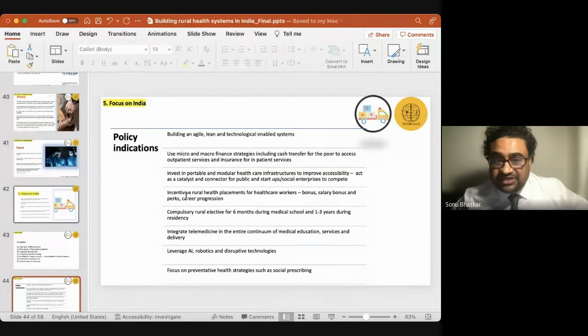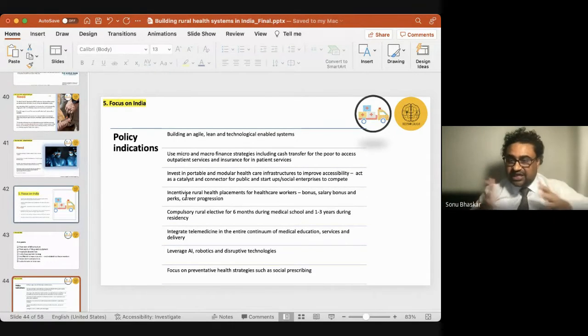The first starts with building agile, lean, and technology-enabled systems. We need to cut down these three architectures we have, the subsystems, the community healthcare platform, and really make it more integrated and build a more agile and technology-enabled systems platform. Use micro and macro finance strategies that could include cash transfers for the poor to access outpatient services. Much of this PM Yojana that you have, Ayushman Yojana, doesn't cover outpatient services. It's important to support that in the most vulnerable populations in India because they don't have sufficient resources even to access outpatient services. Of course, the insurance will cover the inpatient services, but looking after the outpatient services is equally important. And that's where preventative medicine plays a key role.